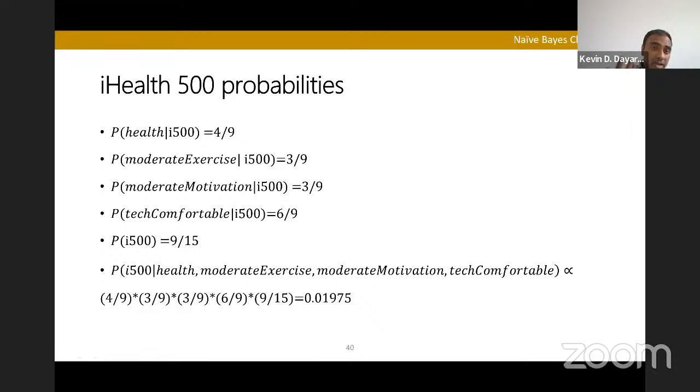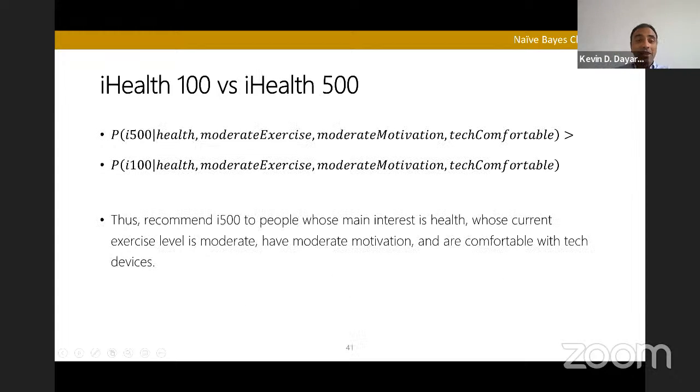Analogously, you can do the same for the I-500, and your posterior probability is proportional to 0.01975. So the I-500 posterior probability is greater than the I-100 posterior probability. Therefore, you would recommend the I-500 to people whose main interest is health, whose current exercise is moderate, who have moderate motivation, and are comfortable with tech devices.